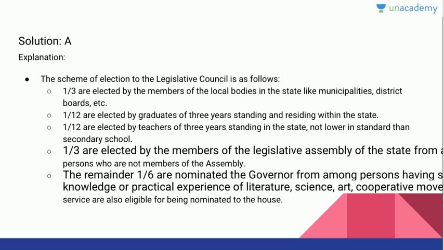So the scheme of election to the legislative council is as follows. 1/6 are nominated by the governor. These cooperatives are only part of the state list, which is why it is here. Otherwise, it is not there in nomination of Rajya Sabha. 1/3 members are elected by the members of the local bodies like municipalities and district boards. 1/12 are elected by the graduates of 3 years standing and residing within the state. 1/12 are elected by teachers of 3 years standing in the state, not lower in standard than secondary school. 1/3 are elected by MLAs. And the remainder 1/6 are nominated by the governor. Okay, so let's move on.